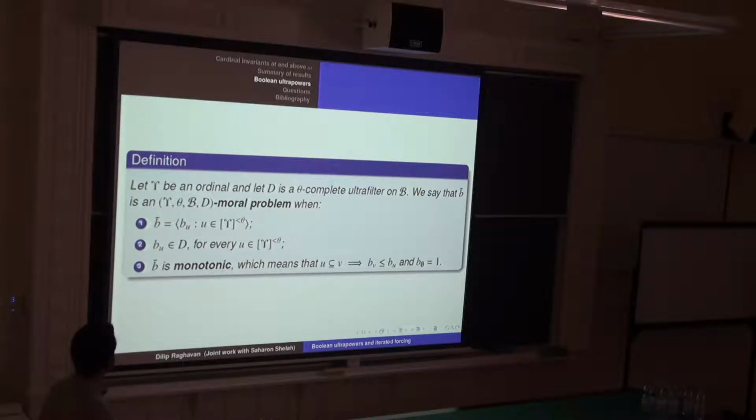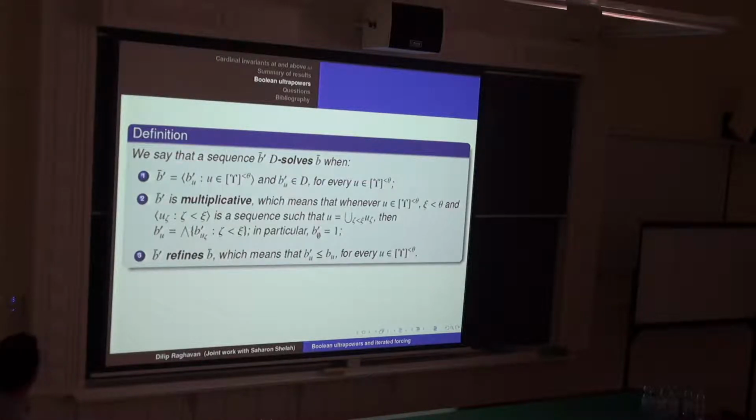Okay, so realizing types, at least small enough types, corresponds to finding multiplicative refinements of such things. So let me say what a multiplicative refinement is. You say that B bar prime D solves B bar when, okay, it's also a sequence like B bar, indexed by subsets of upsilon of size less than theta. Everything is in D, and it's multiplicative.